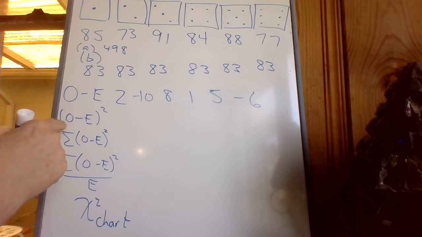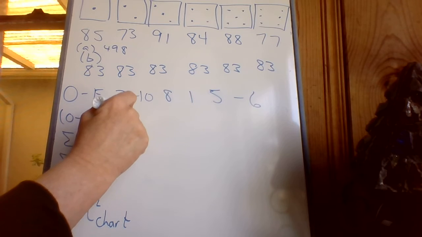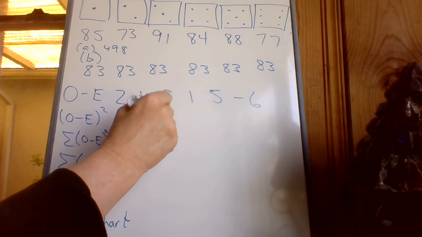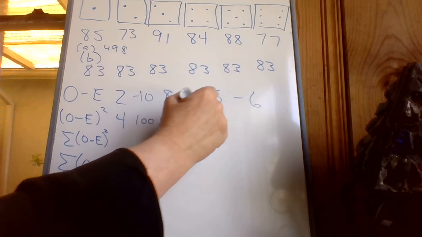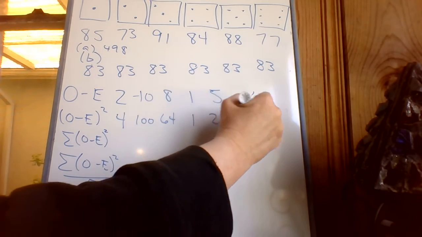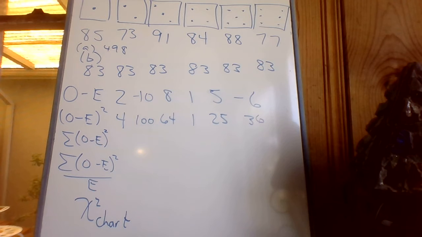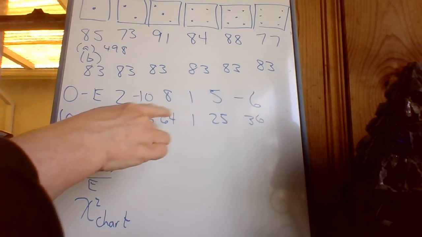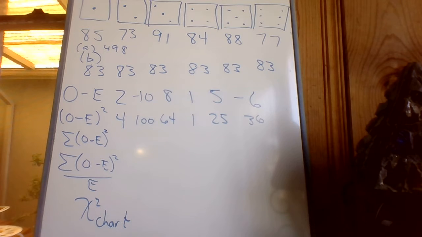Okay, then I'm supposed to square each of those numbers. Positive 4, positive 100, positive 64, positive 1, positive 25, positive 36. When you square stuff, it's always positive. And then I'm supposed to add all those together. So 4 plus 100 plus 64 plus 1 plus 25 plus 36, and that turns out to be 230.